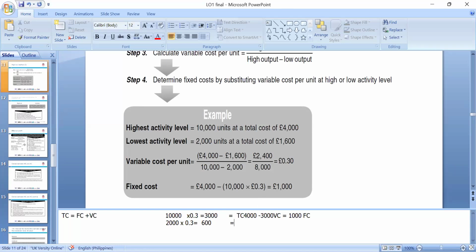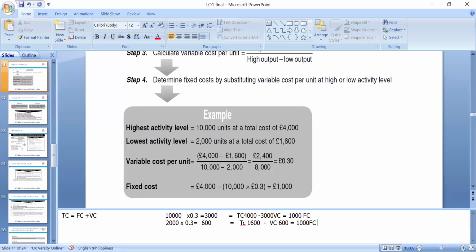If I go further, my TC at this level was a total cost of 1,600. The variable cost, which we calculated using the formula, is 600. So 1,600 minus 600 is equal to 1,000. So my FC will be 1,000.